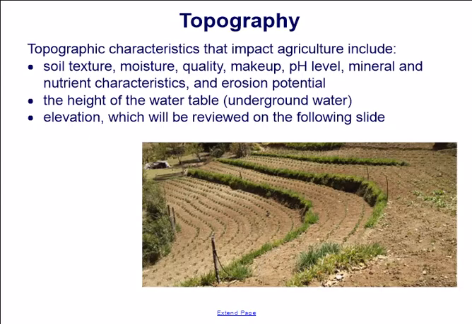Topographic characteristics that impact agriculture include soil texture, moisture, quality, makeup, pH level, mineral and nutrient characteristics, and erosion potential, the height of the water table, underground water, and elevation, which will be reviewed on the following slide.